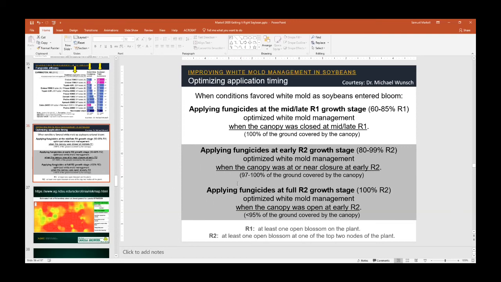And then at full R2, even if the canopy wasn't closed, that's the time to hit it. And the reason is if you wait till R3, you probably have too many infections already, even without the canopy closure, that you're going to miss the window.